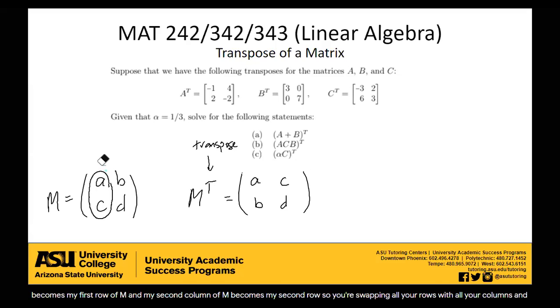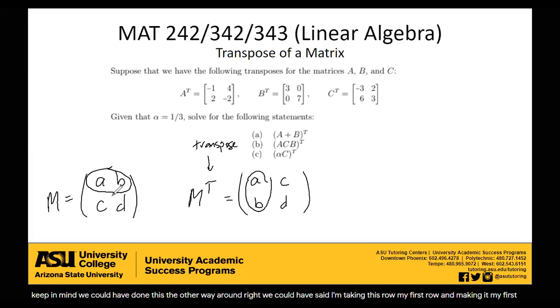And keep in mind, we could have done this the other way around, right? We could have said, I'm taking my first row and making it my first column of the transpose. And same thing down here: second row becomes second column. So it doesn't matter whether you're taking rows and making them columns or columns and making them rows, it's the same thing. All you're doing is swapping rows and columns.